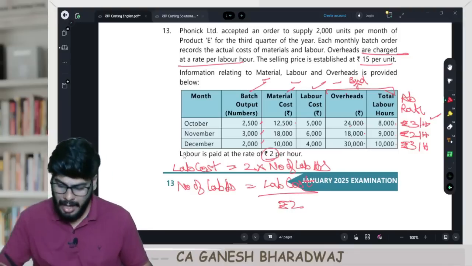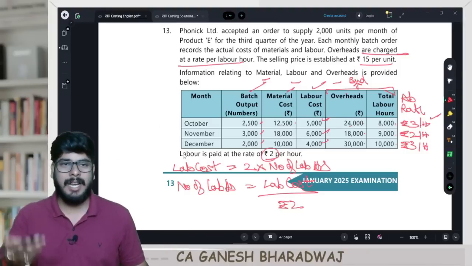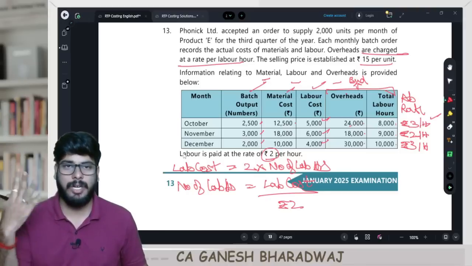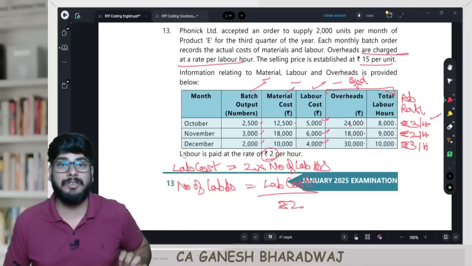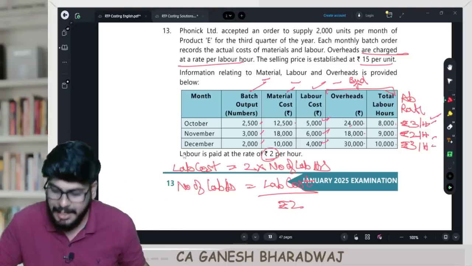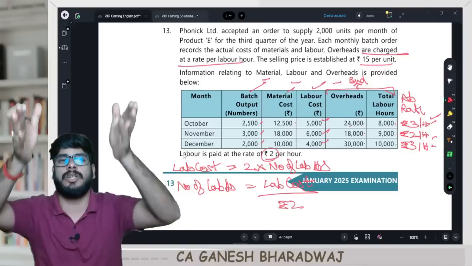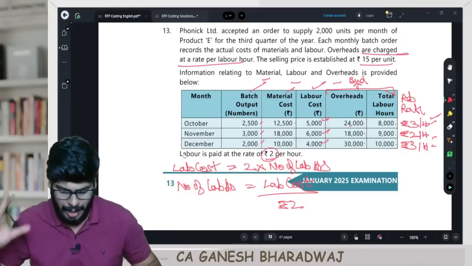Yes or no? Fine. Now, in each of these 3 months, I know the labor cost, and I know that the hourly labor rate is only 2 rupees. So if I divide by this 2, I will get the actual number of labor hours for each of the months. To this, I will multiply the respective absorption rate. We will also get the absorbed production overheads month-wise. As simple as that. Are you clear with this?